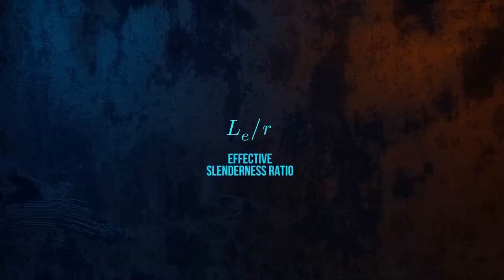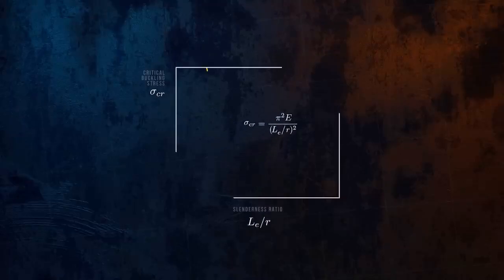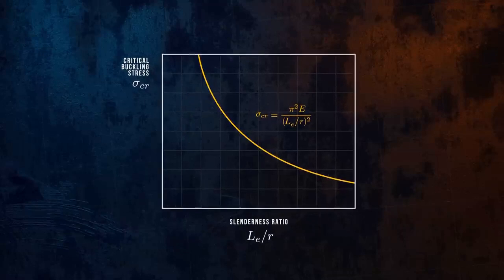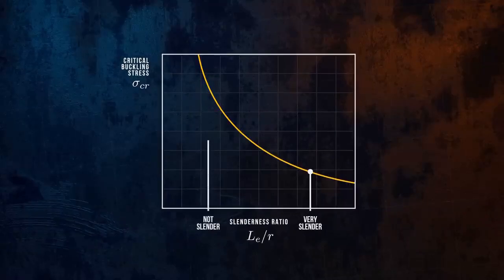Let's take a look at how the Euler critical buckling stress varies with the slenderness ratio. Very slender columns have a large slenderness ratio and a very low critical buckling stress. For stocky columns with low slenderness ratios, the critical buckling stress will be very large. If we draw the compressive yield strength of the column material on this graph, we can see that for these slenderness ratios, the strength of the material will be exceeded before the buckling limit is reached.